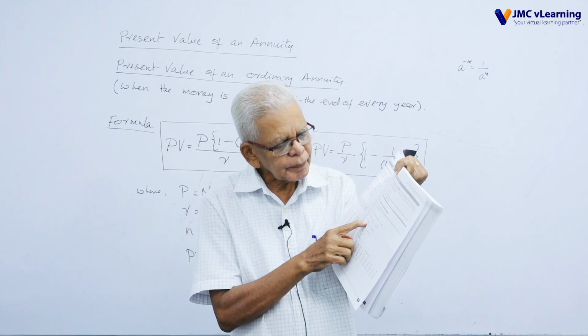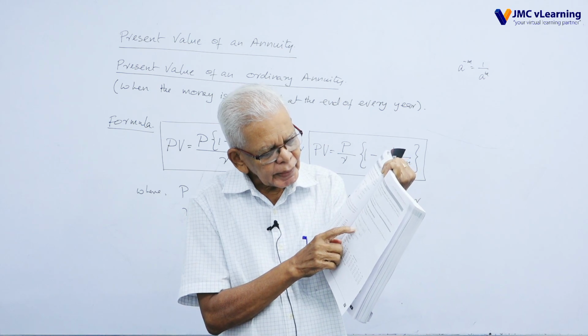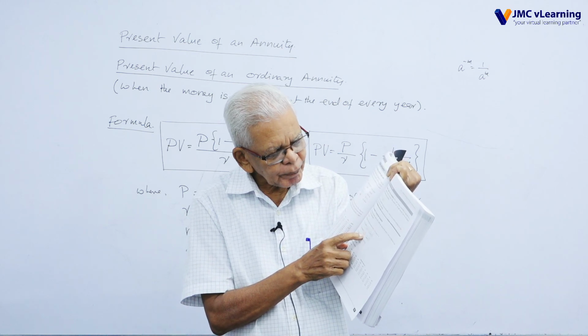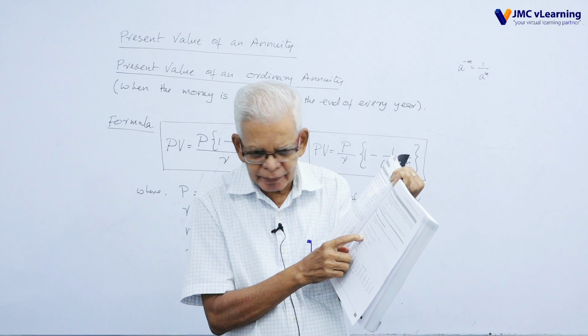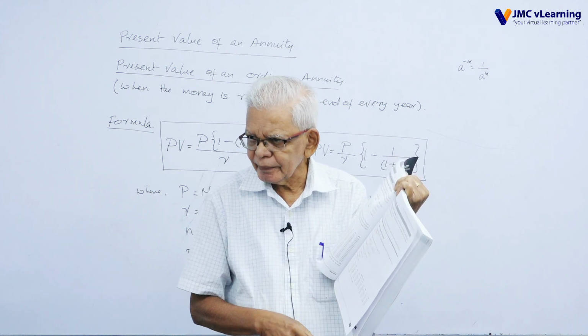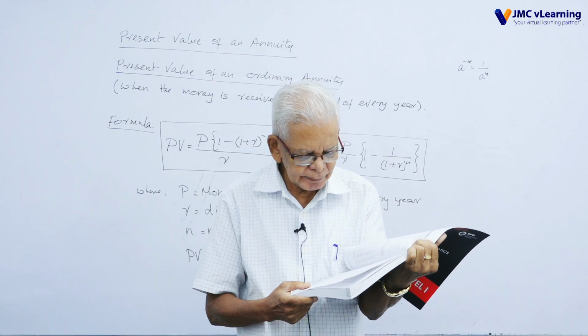The 4,000 rupees. 4,000 into 4,000 over 0.1. Actually 4,000 over 0.1, 1 minus this one, right? I will do a question and see, right?